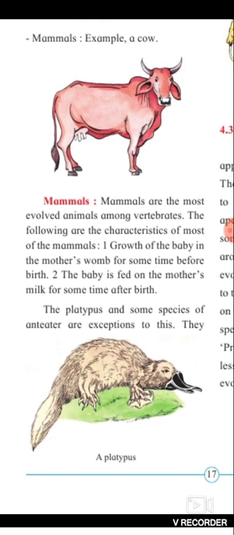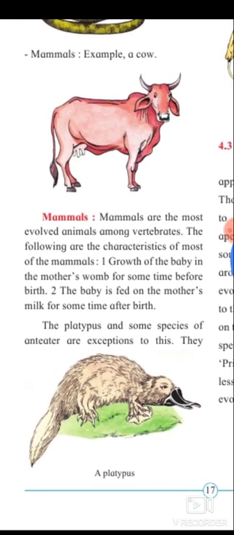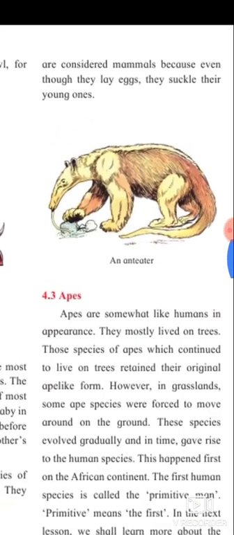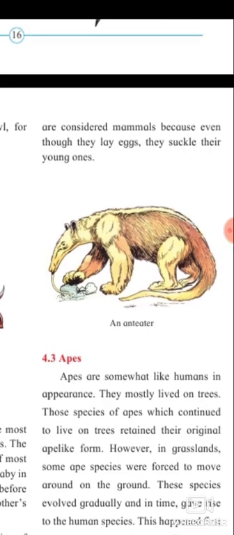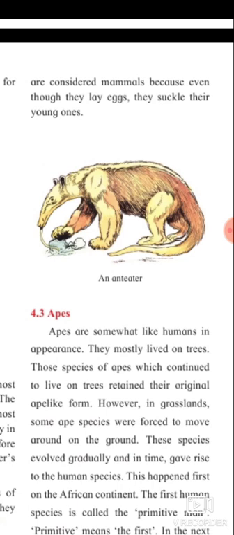The platypus and some species of anteater are exceptions to this. So some species are exceptions: a platypus and an anteater. These are the exceptions among mammals. They are considered mammals because even though they lay eggs, they suckle their young ones. They are also considered mammals, but they are not included in this topic.